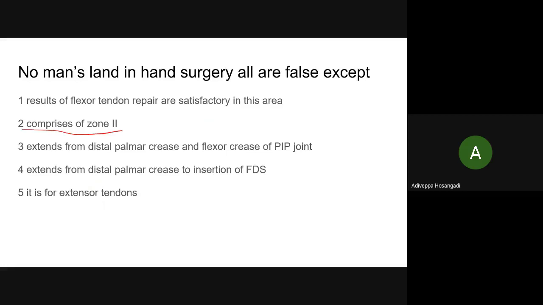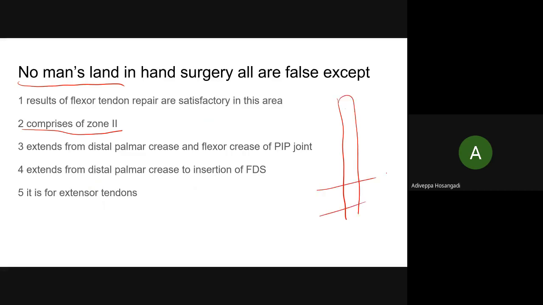Comprises of zone two is the true answer. If you read this, it will be confusing. I will show you a diagram so that you'll remember very easily. One thing you remember, why it is called no man's land. It is called no man's land because nobody wants to operate if a flexor tendon injury happens in that place. Nobody wants to operate means the results are not good. That's why it is called no man's land in flexor tendons.